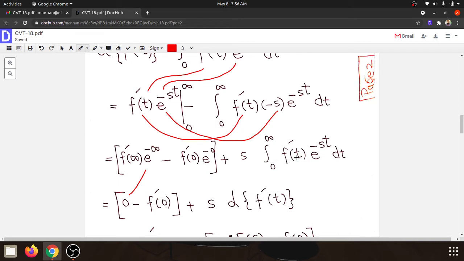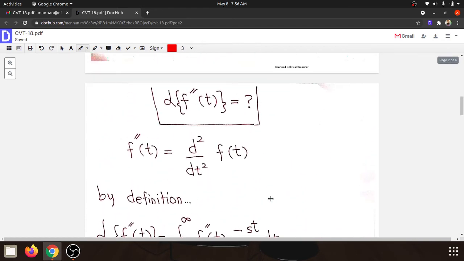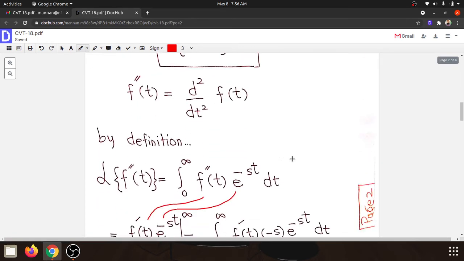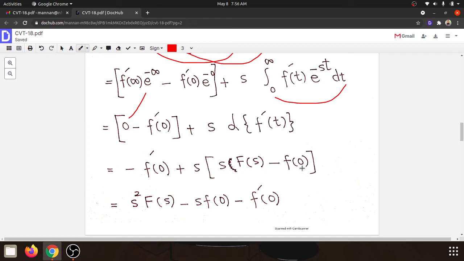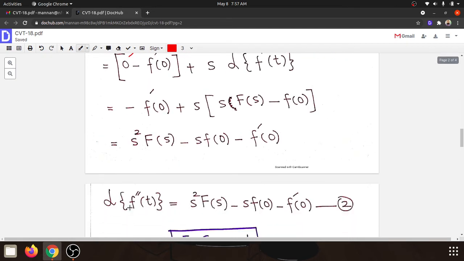And this second term is actually the Laplace transform of f prime of t, and we have computed this transform in equation number 1. This is s times F of s minus f of 0. So we replace it from equation number 1 and solve it further, which gives us the Laplace transform of f prime prime of t is s squared F of s minus s times f of 0 minus f prime of 0.